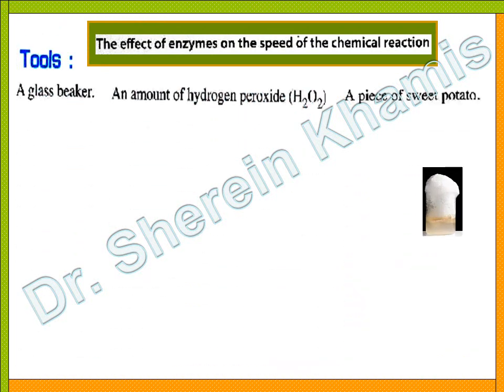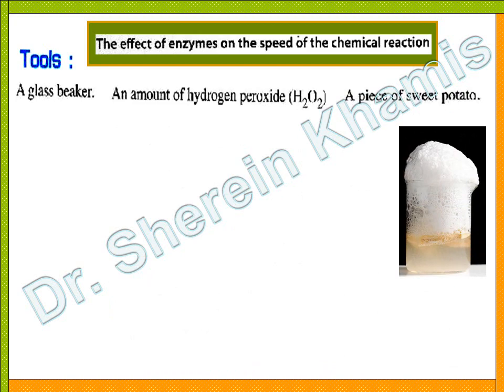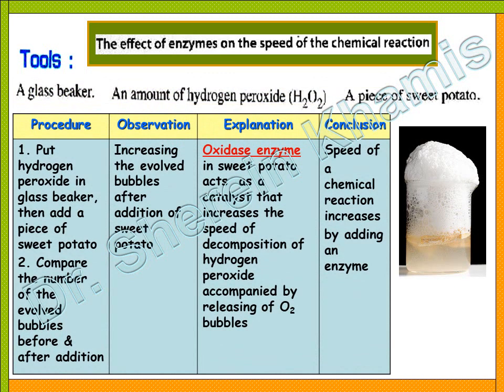We have another biological example, the oxidase enzyme. Oxidase enzyme, like manganese dioxide, present in sweet potato, acts as a catalyst in this reaction. It makes the decomposition of hydrogen peroxide give water and oxygen. So the speed of a chemical reaction increases by adding an enzyme. Here we have the oxidase enzyme that is present in sweet potato.